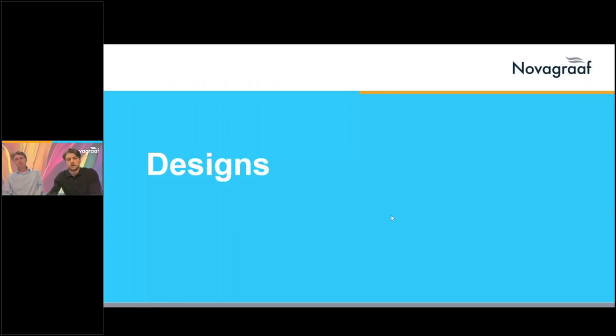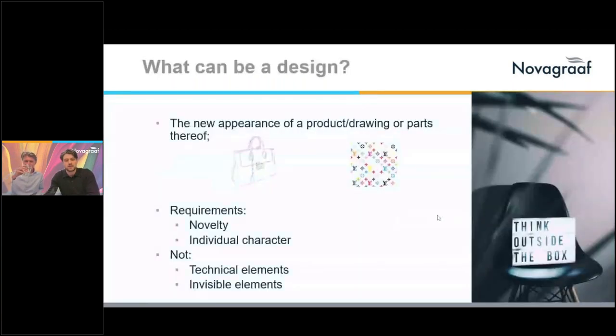Well, then you'll learn something about designs. And a design is the new appearance of a product or a drawing or parts thereof. So, for example, see the Louis Vuitton handbag as a product, or the Louis Vuitton pattern as a drawing. And for a design to be legitimate, it needs to meet two requirements, which are novelty and individual character, which I will explain later on.